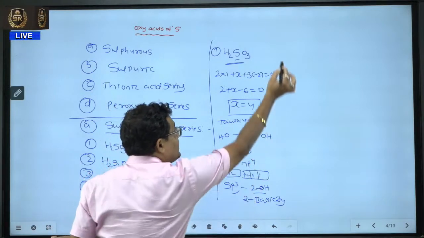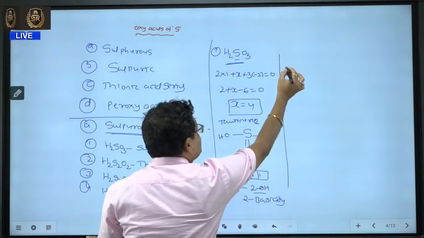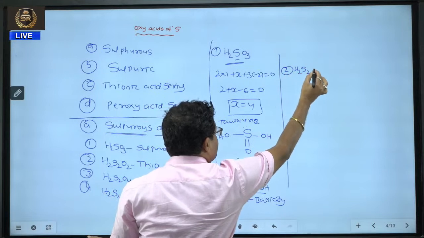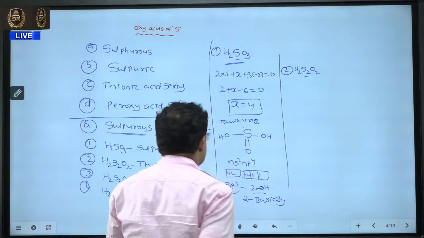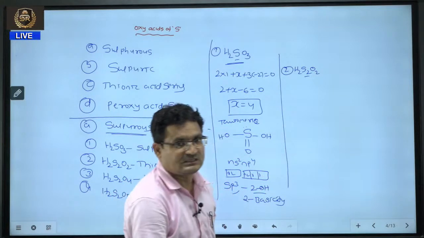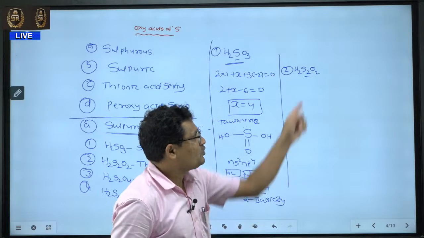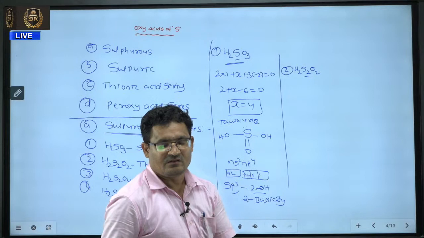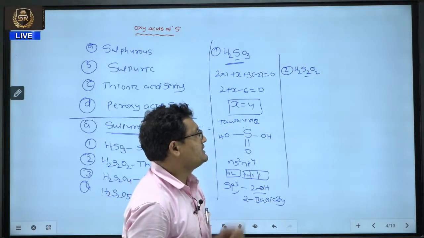So what is the next one? After this, H2S2O2. Its name is thiosulfurous acid. When 2 sulfur is there, that's why it is also called thio. How to draw this structure?